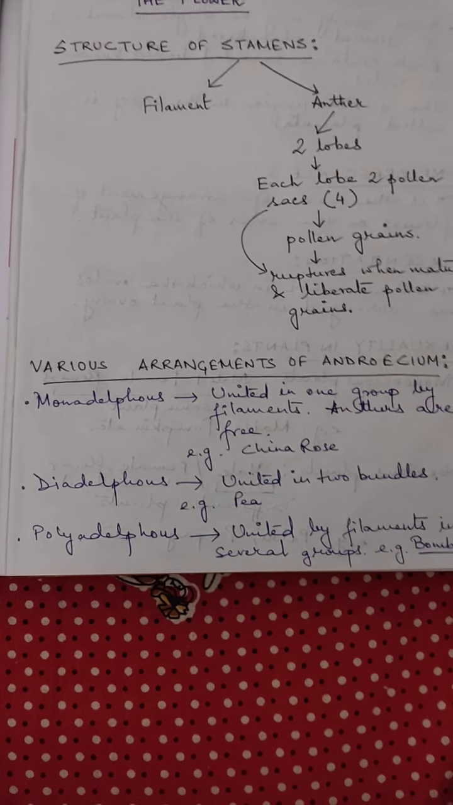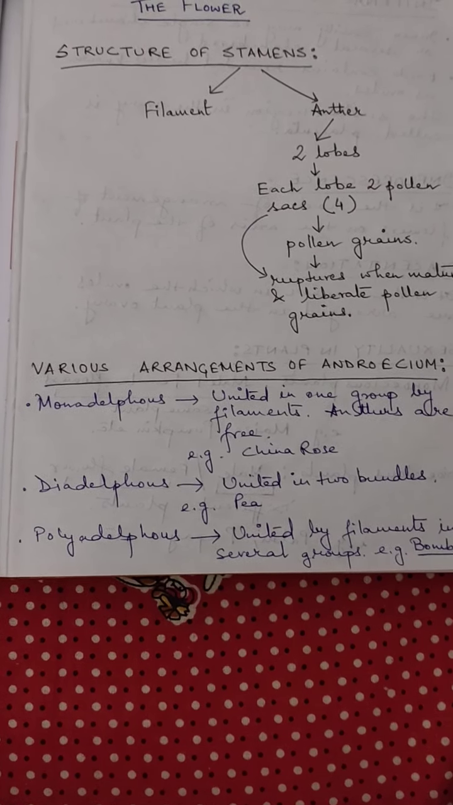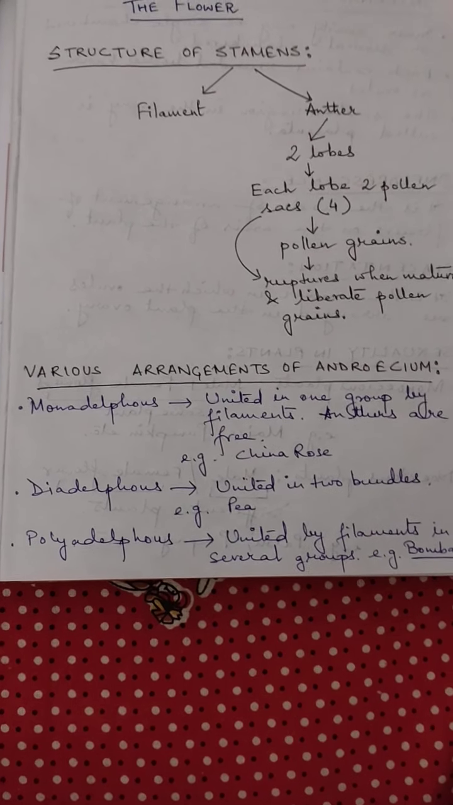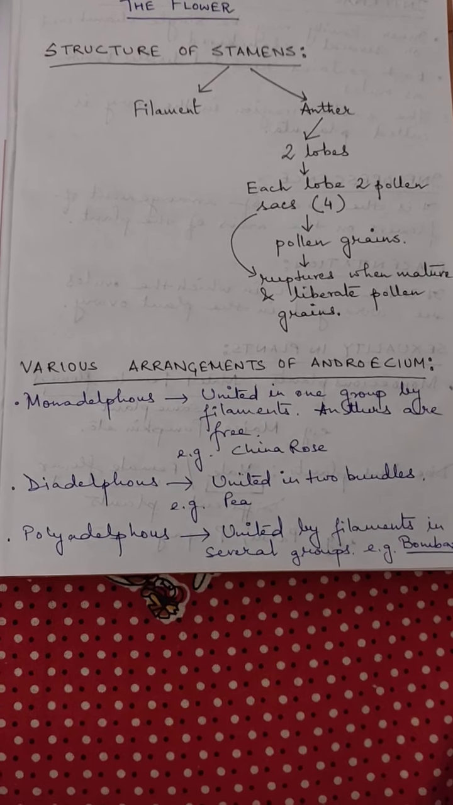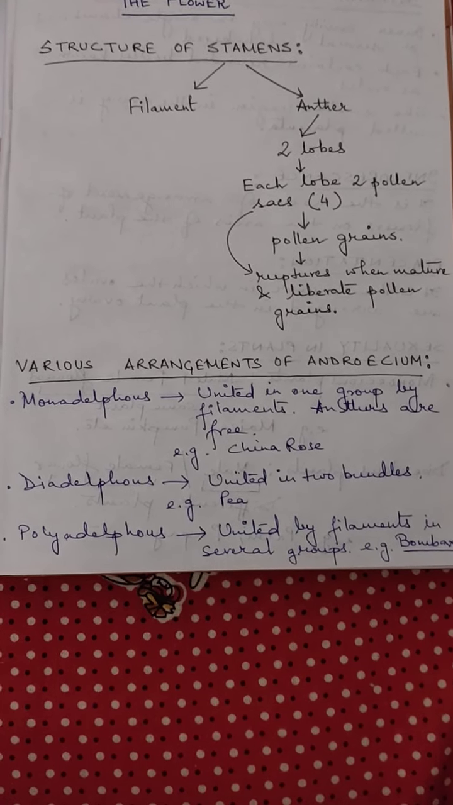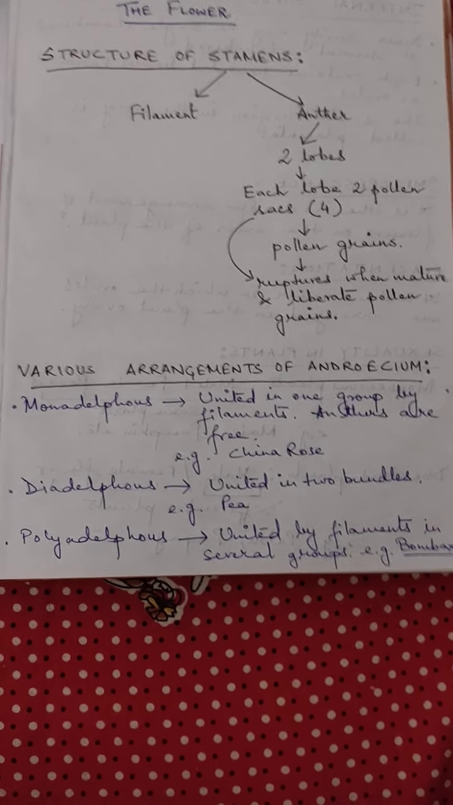Diadelphous, that means when the filaments are united in two bundles. Example, pea. Polyadelphous, that means united by filaments in several groups. And its example is bombax. Now, bombax is a scientific name, so you will always start it with a capital letter and you have to underline it.